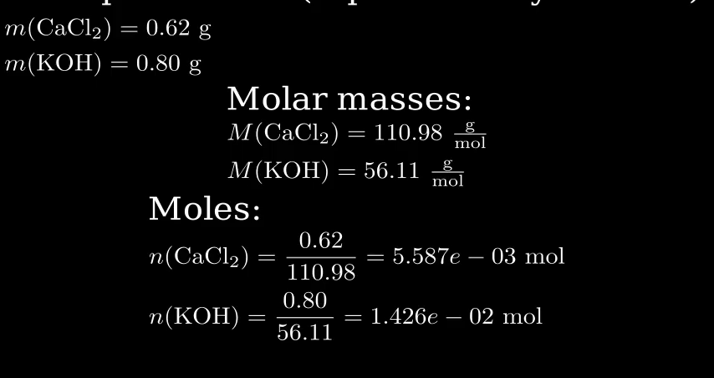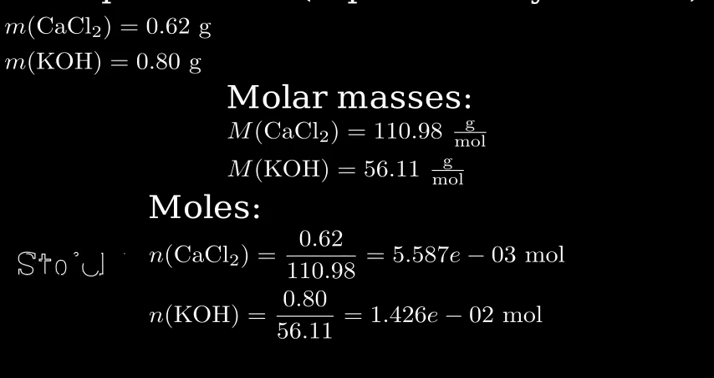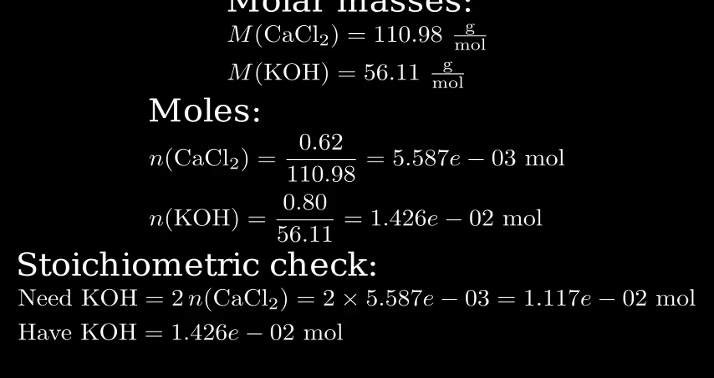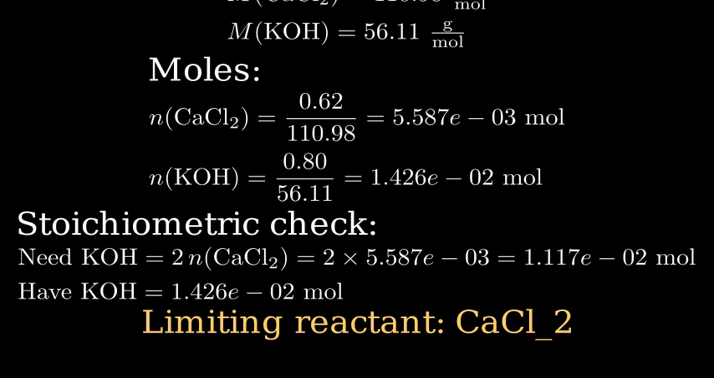Step 2. Determine the limiting reactant from the stoichiometric ratios. The reaction needs 2 moles of potassium hydroxide per 1 mole of calcium chloride. If all calcium chloride reacted, it would need 2 times its moles of potassium hydroxide. Compare the potassium hydroxide needed with what you actually have. The smaller side limits the reaction.